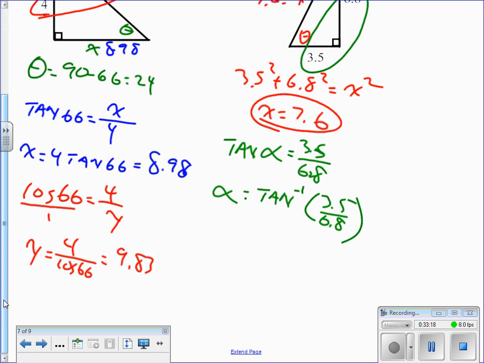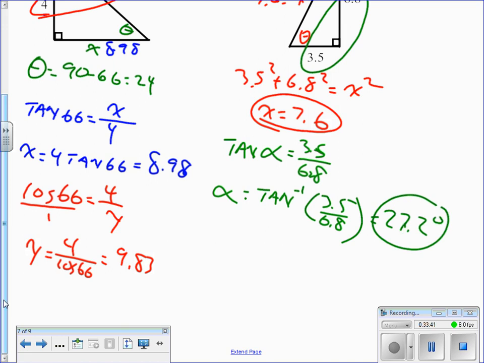That's why I had you do the inverse trig functions. That's what an inverse trig function is. If I want to find the angle I'm trying to take the tangent of, I do the inverse of what it's equal to. And I get 27.2 degrees.